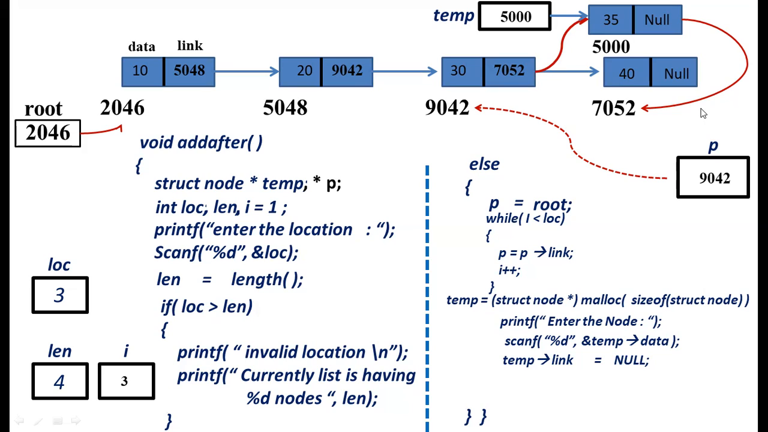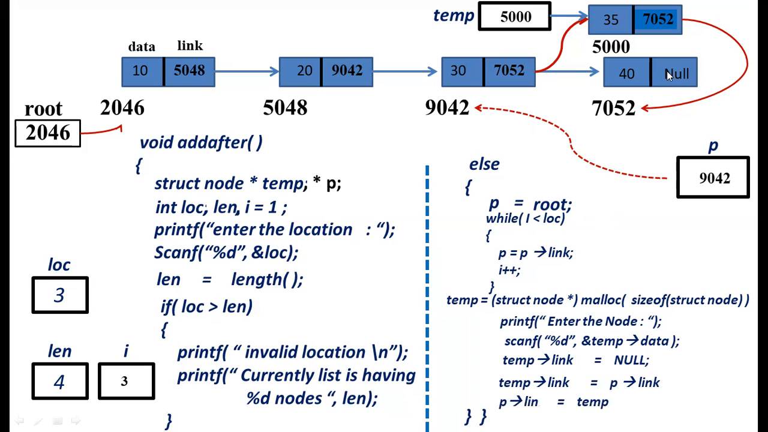So for that, what we need to do? We have to give the right side connection first. Understood? So we have to give the right side connection first. So here the 7052 value needs to be placed first. So how do we get 7052? That is P2 link value, which is 7052. So here we need to write P2 link is equal to temp to link. So in temp to link we are placing P2 link value.